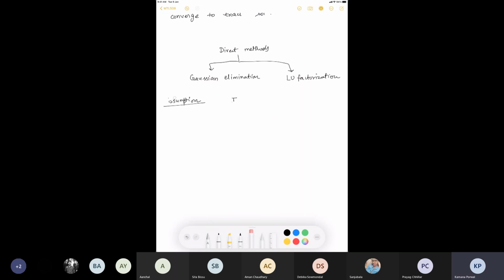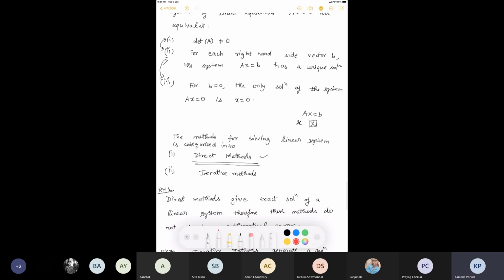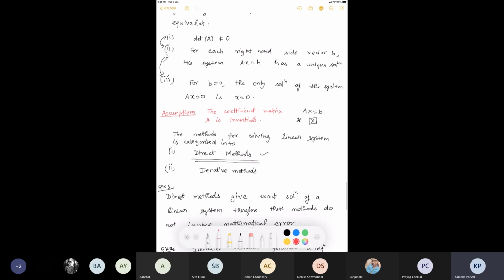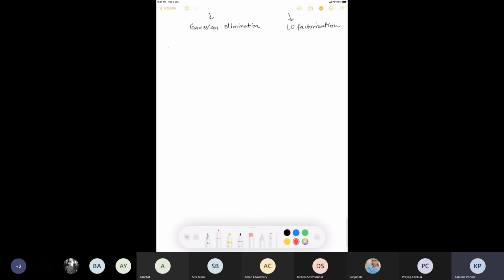So let me write this here, just after the theorem. The assumption I'm taking for the further discussion is that the coefficient matrix is invertible, so that I have a unique solution whenever I am talking about the system Ax = b. Okay, so let's learn what is the algorithm for the Gaussian elimination.